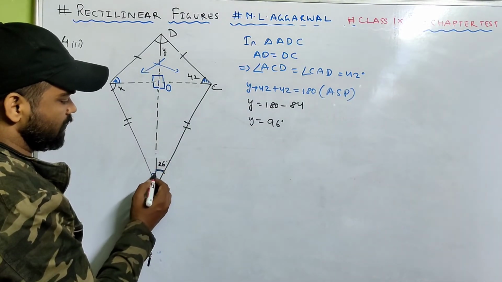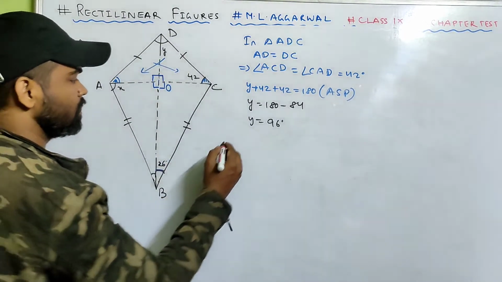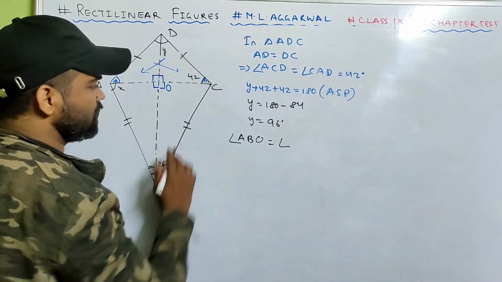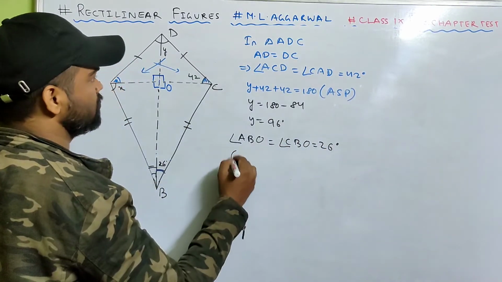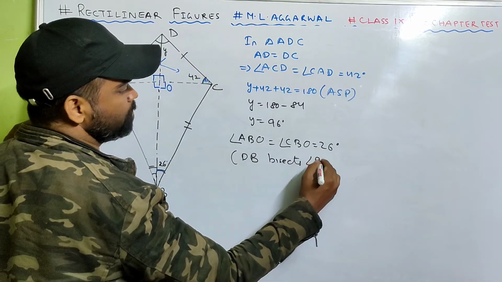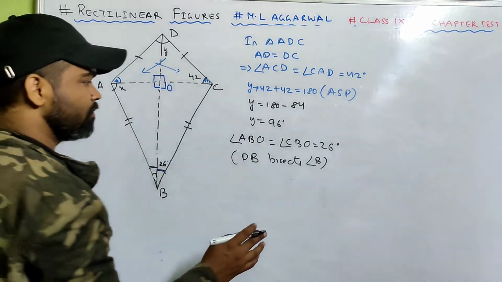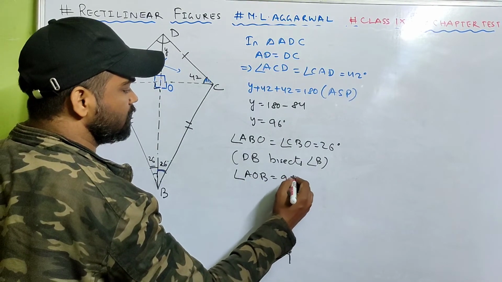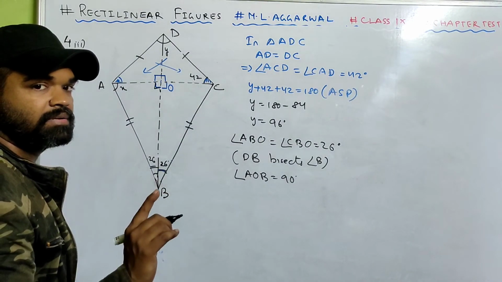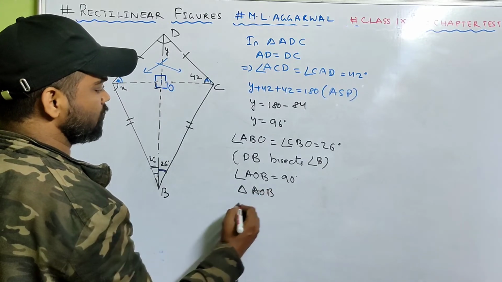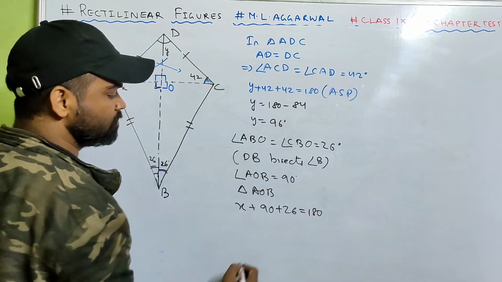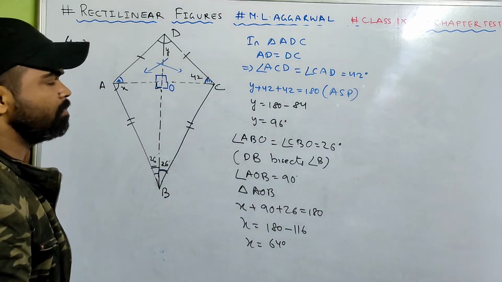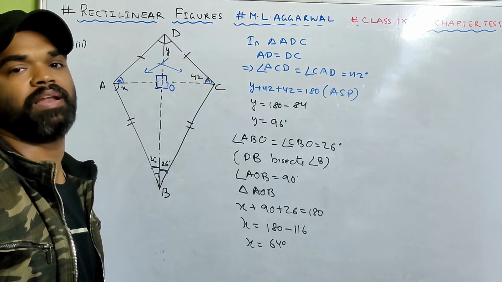Now look carefully. I told you that this angle and this angle are equal because DB bisects angle B. Angle ABO, I'm talking about this angle, is equal to CBO. CBO is equal to 26. Why? Because DB bisects angle B as well as angle D. Done? Now this is 26. This is 90 degrees, I've told you already. Angle AOB is equal to 90 degrees, because in a kite the diagonals intersect at 90 degrees. Now in triangle AOB, if you look, x plus 90 plus 26 equals 180. So x equals 180 minus 116. So x equals how much? 64 degrees. Done. Pretty easy. We just need to know the properties of these quadrilaterals properly.